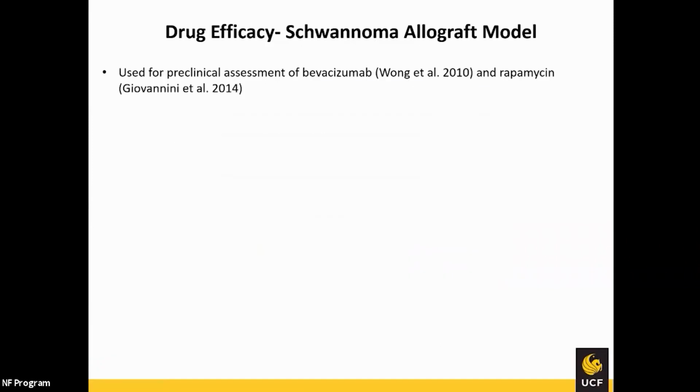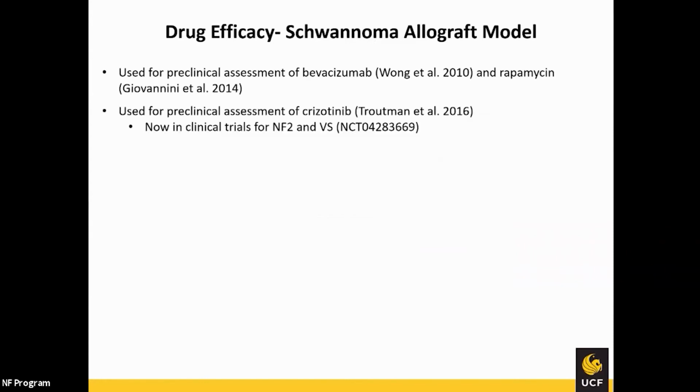The in vivo efficacy of CUDC-907 was assessed using a sciatic nerve allograft model of NF2 schwannomas. This schwannoma tumor model has been used for preclinical testing of bevacizumab, rapamycin, and crizotinib that are in clinical use for NF2. Our lab has used this model for other preclinical studies.